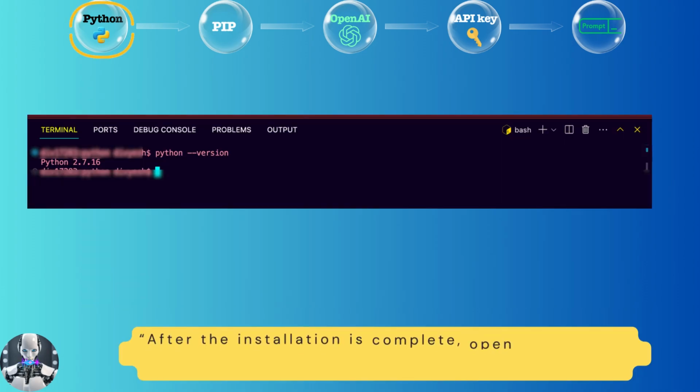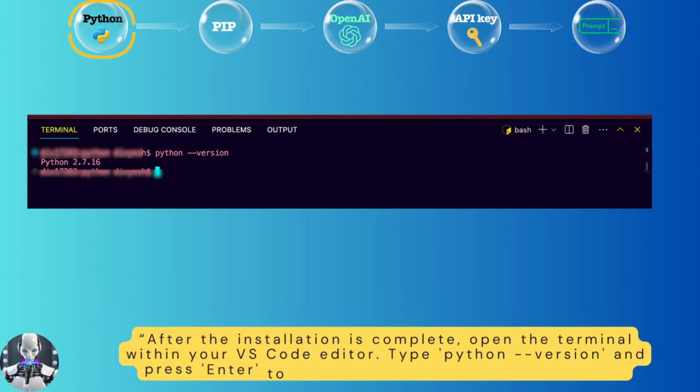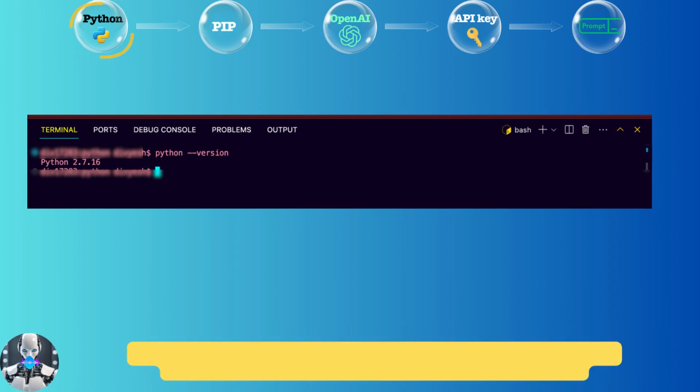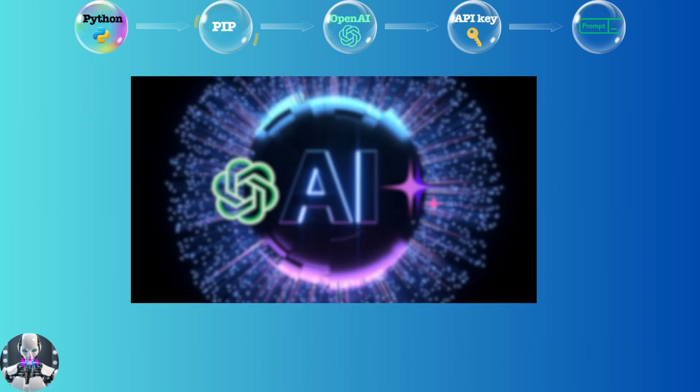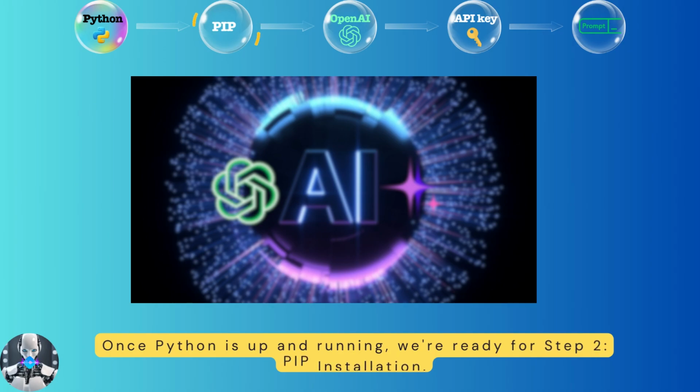After the installation is complete, open the terminal within your VS Code editor. Type python --version and press Enter to check the installed Python version. It should display the Python language version. If it doesn't show the version, consider reinstalling Python and then verifying the version again. Once Python is up and running, we're ready for Step 2, PIP Installation.